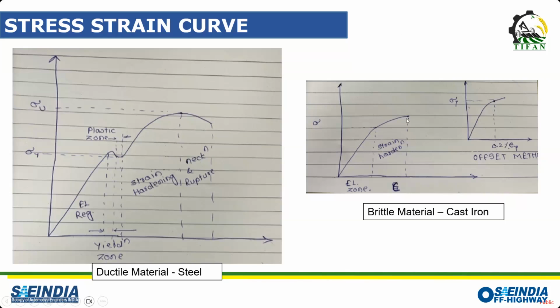So for brittle material, basically we just have two zones, and the strain hardening zone or plastic zone is very small. Mostly it is the elastic zone. For brittle material, we usually use the offset method to decide on the acceptance criteria. To decide the yield strength of the brittle material, we use 0.2% strain, and corresponding to that, whatever stress comes, that we assume as the yield stress, or proof stress, as we call it, for brittle material.